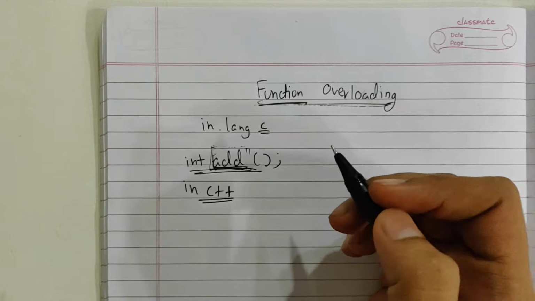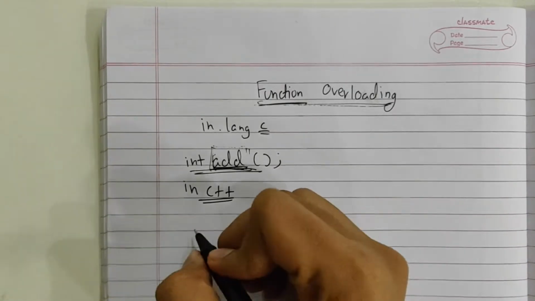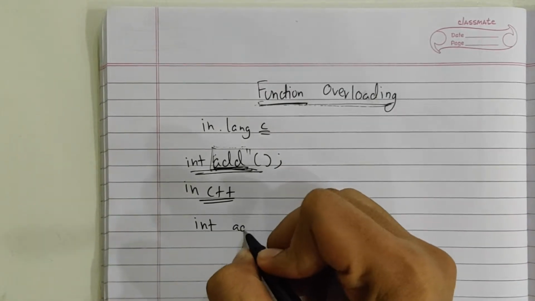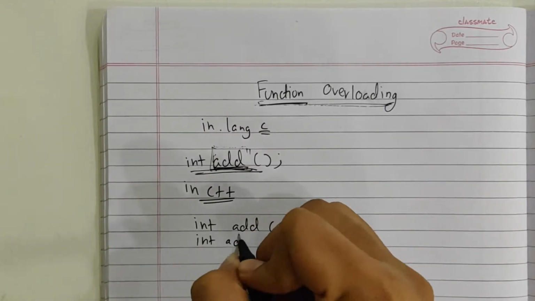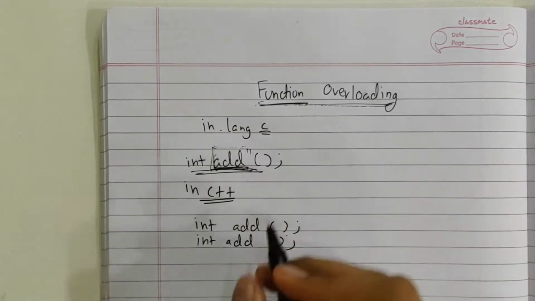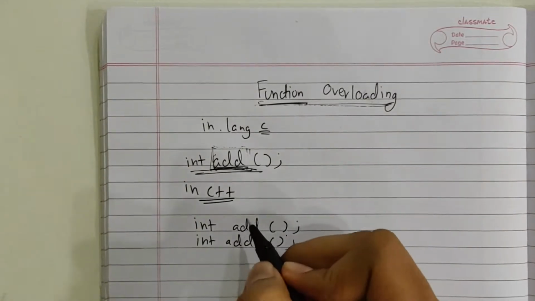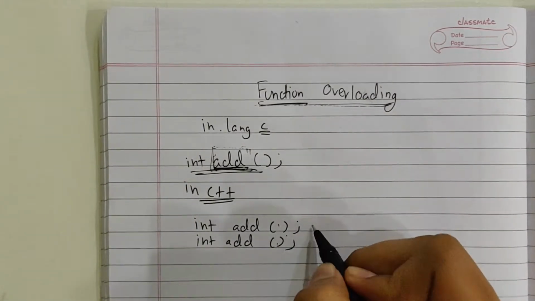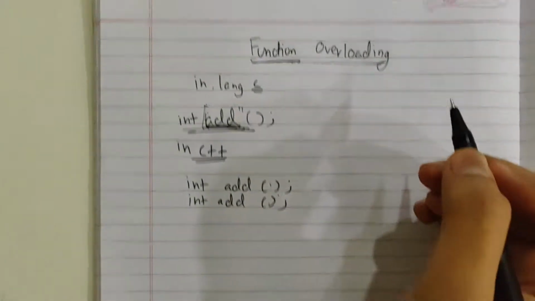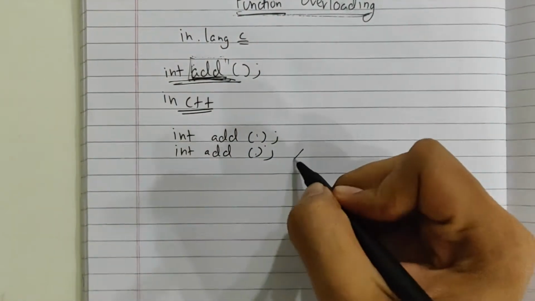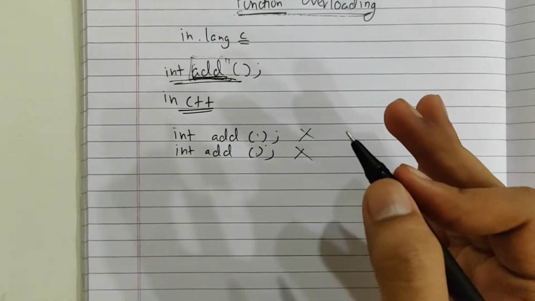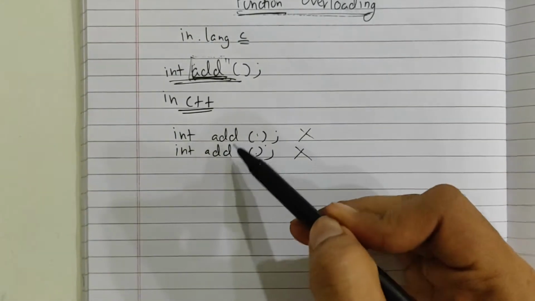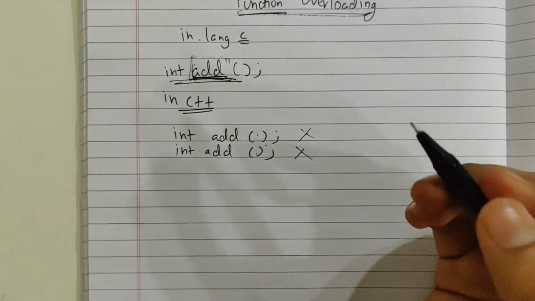Okay, so we can have int add and we can have int add, but this is wrong. We cannot have two same functions of the same parameters. The compiler wouldn't understand which function to run, so this is wrong. So what do I mean when I say I can have two functions of the same name?